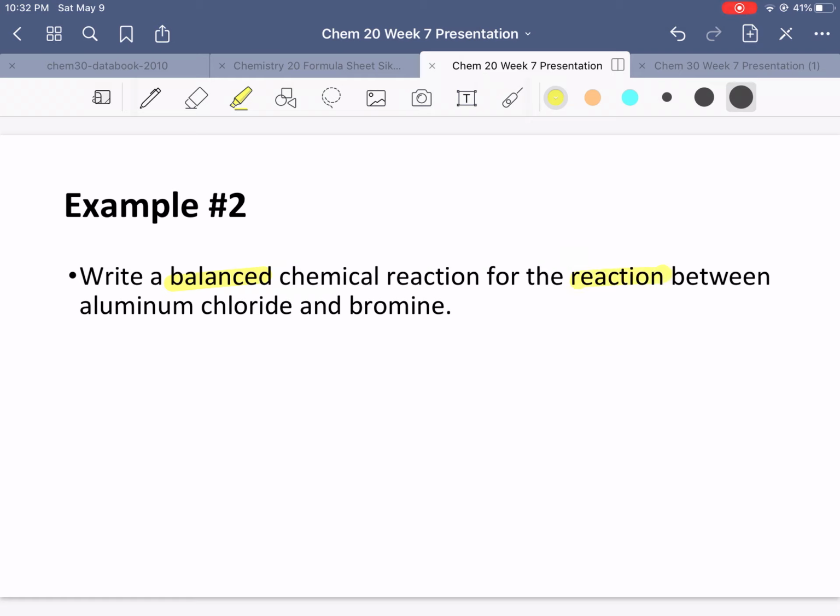Well, let's investigate. Aluminum chloride, we have an ionic compound with bromine, a single element. That's key. An ionic compound and bromine, this is definitely single replacement. So aluminum chloride, you're going to have an aluminum 3 plus ion mixed with a chloride ion. Drop and swap, that'll be AlCl3.